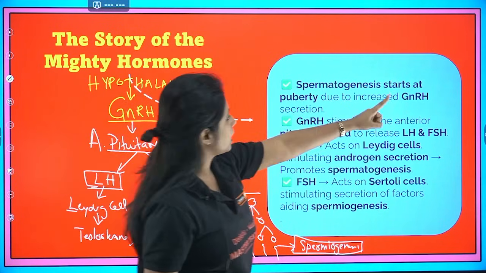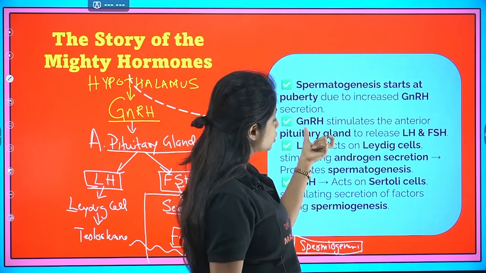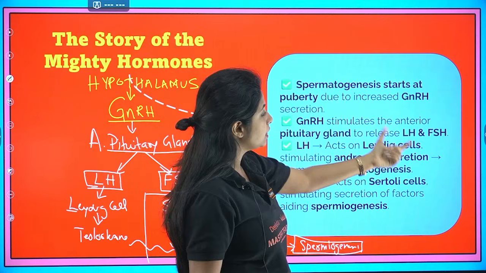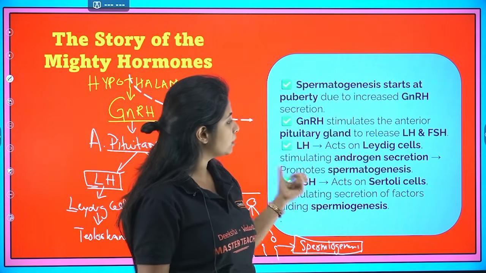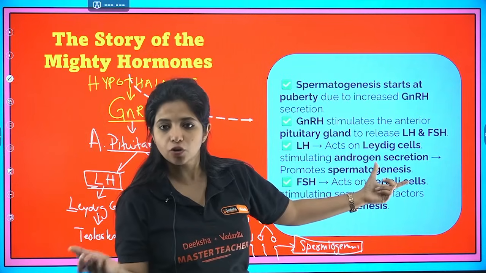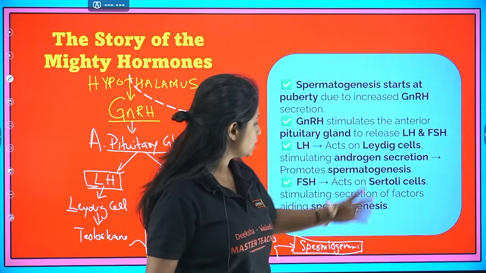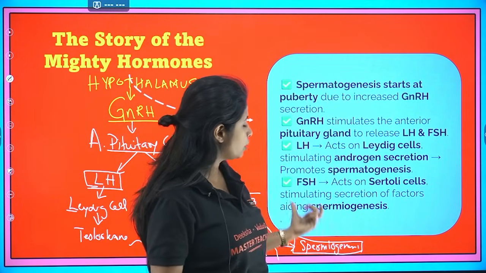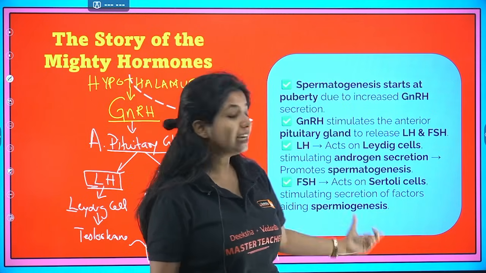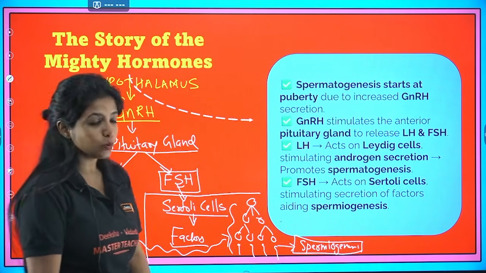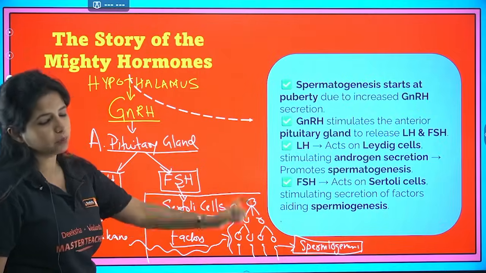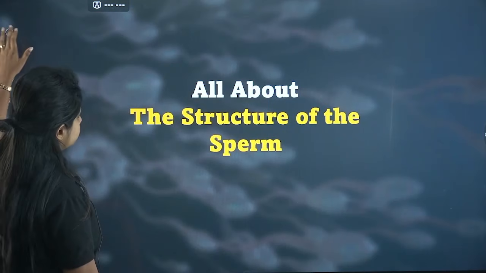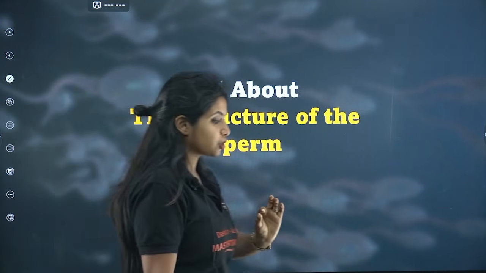So spermatogenesis starts at puberty due to increased GnRH secretion. GnRH stimulates the anterior pituitary gland to release LH and FSH. LH acts on the Leydig cells, stimulating androgen secretion, that is the male sex hormone, and promotes spermatogenesis. FSH acts on Sertoli cells, stimulating secretion of factors aiding spermiogenesis. As a whole it helps, but majorly spermiogenesis. Cool? Yes, ma'am.